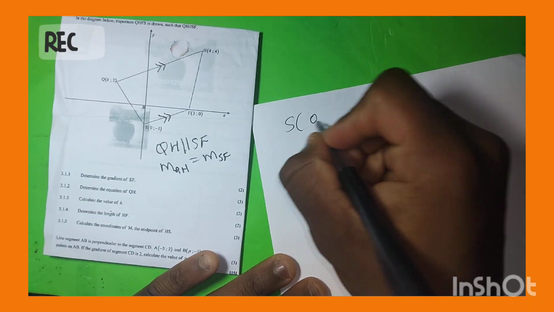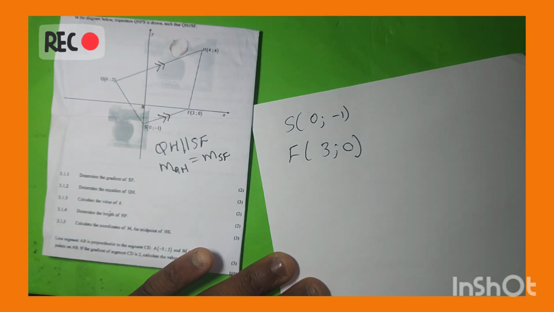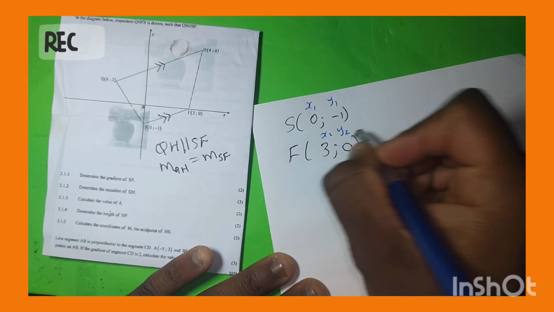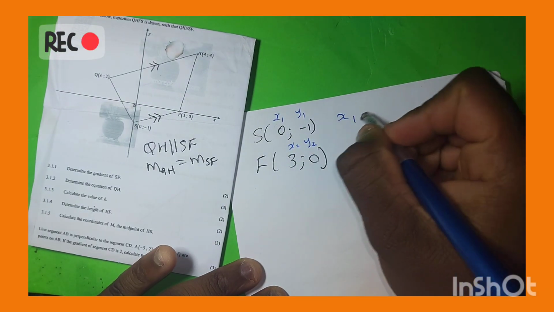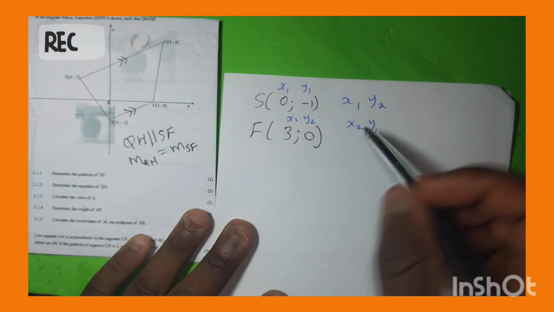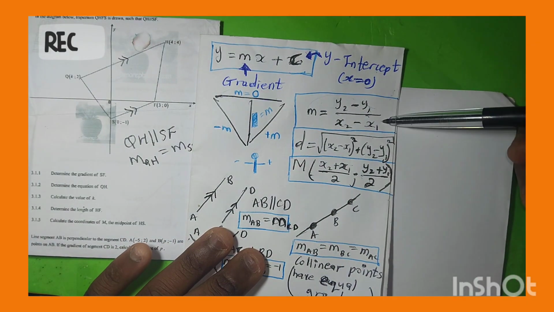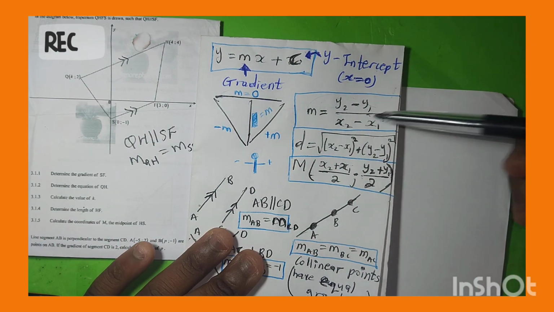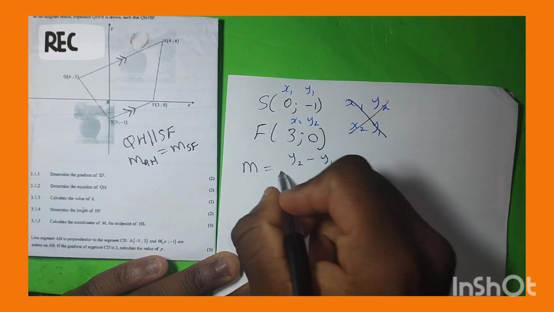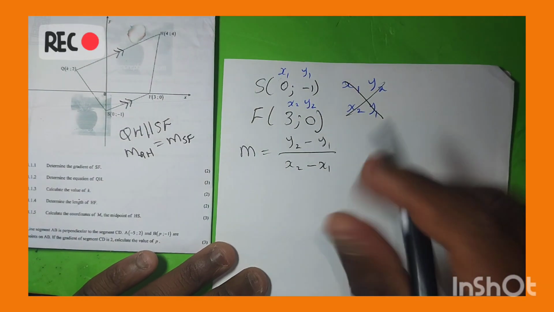So in order for you to get the gradient of SF, you should use the gradient equation. These are the points that were given in F3. Here we can name this one as point 1, this one as point 2. Remember, you don't name your points like this, because if you do such a thing, it is already wrong. So this is the equation that you should use to get a gradient: y2 minus y1 divided by x2 minus x1. So now I can substitute here.